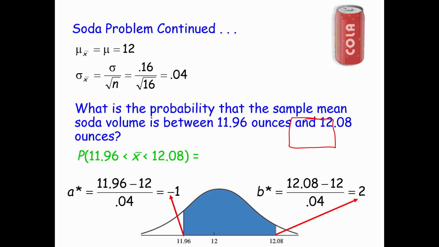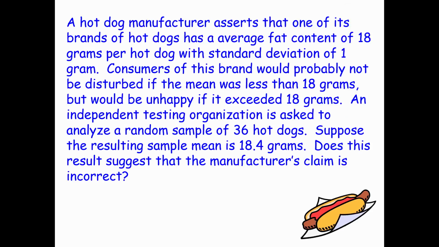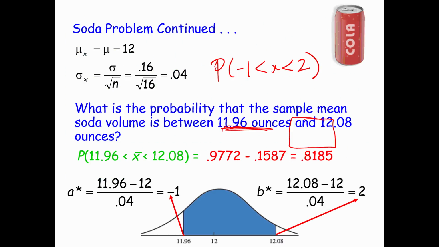And when you click through this, we're going to actually find the probability on your blue charts from -1 to +2. And because we're finding the in-between, this is when we're going to subtract those probabilities. And so we would have an 81.85% chance of getting a can that has a volume between 11.96 ounces and 12.08 ounces.